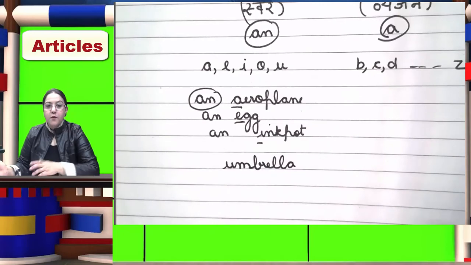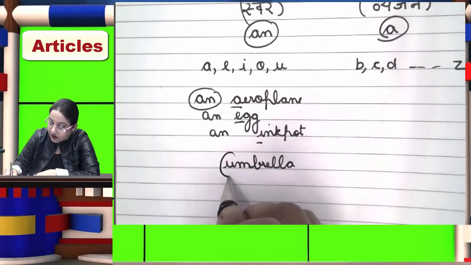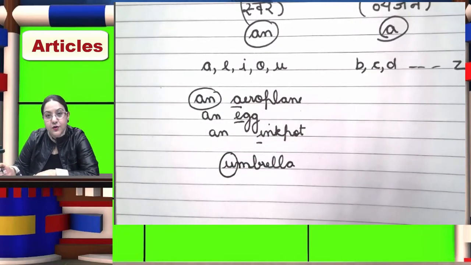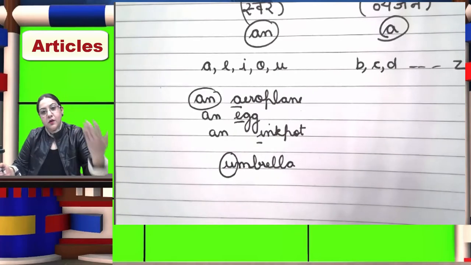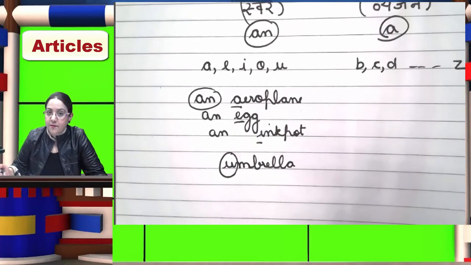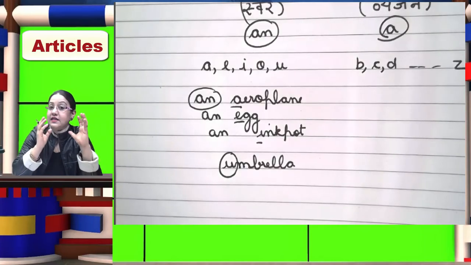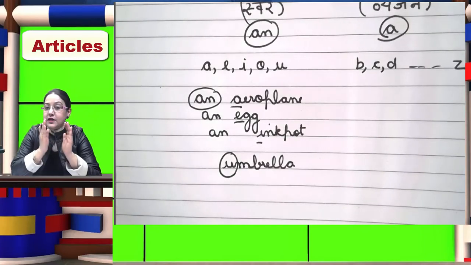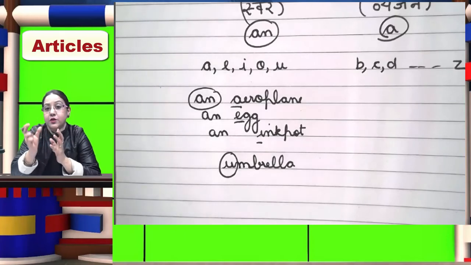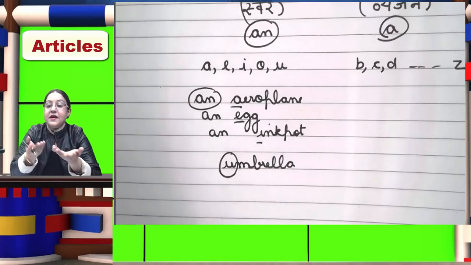Umbrella. When I talk about umbrella, it starts with U. U is a consonant, but when I speak the word umbrella, I get the sound of a vowel. Swars. You have to concentrate on the swar. Which sound are you getting? You have to concentrate on the sound that the word is producing when we speak that word.